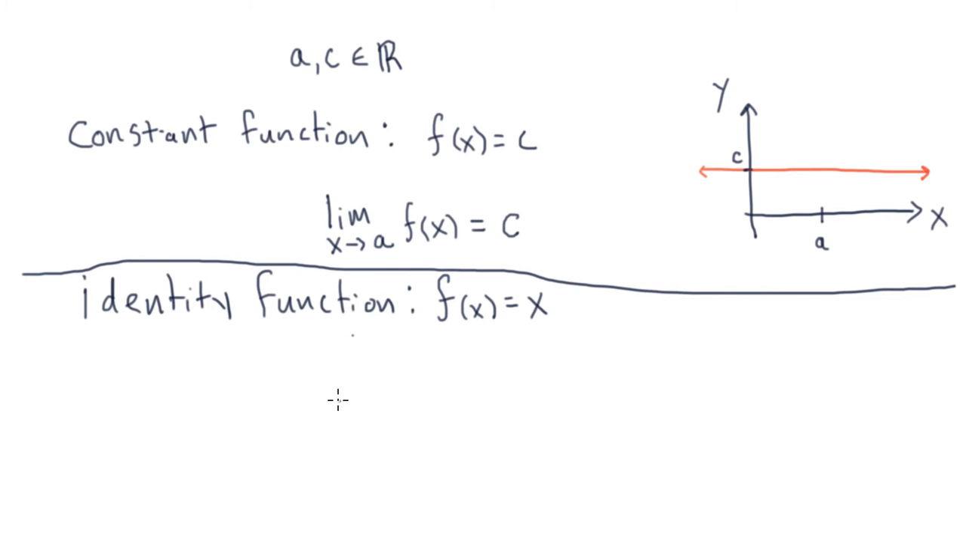But how about the identity function? Again, I just want to let x approach a, where a is any real number, of f of x. So again, let's look at the graph of the identity function.